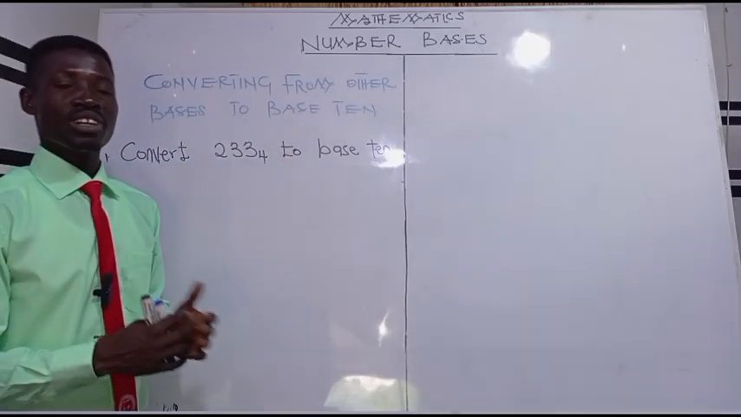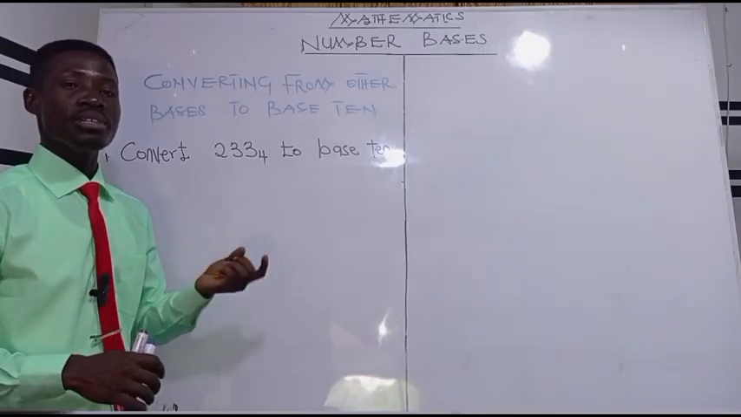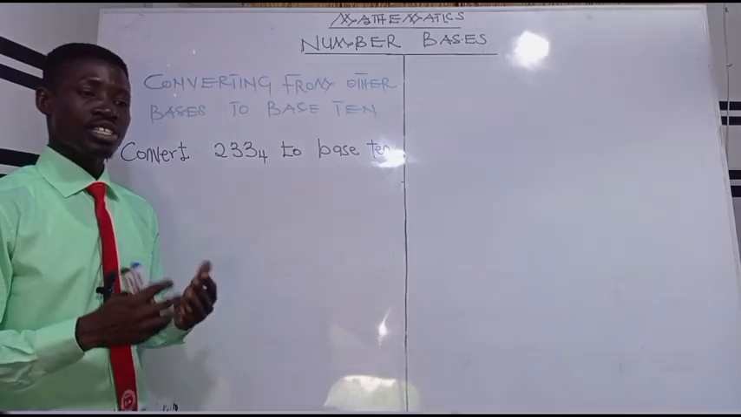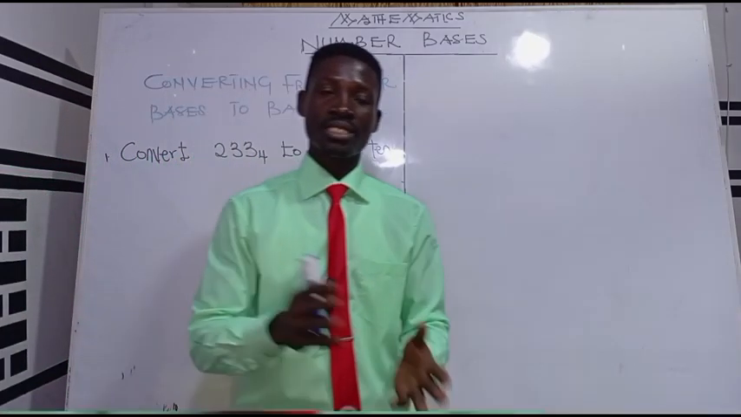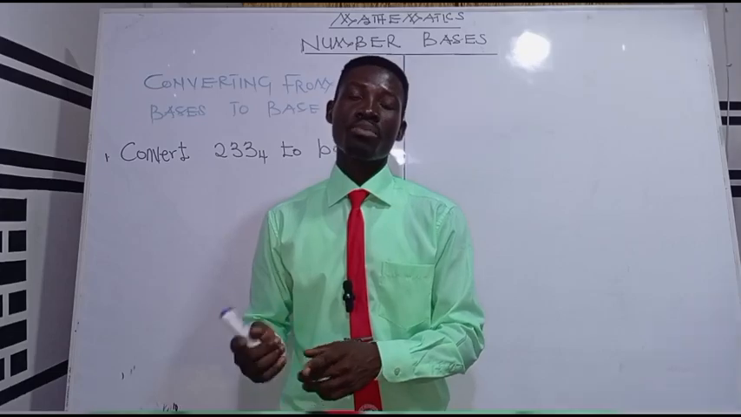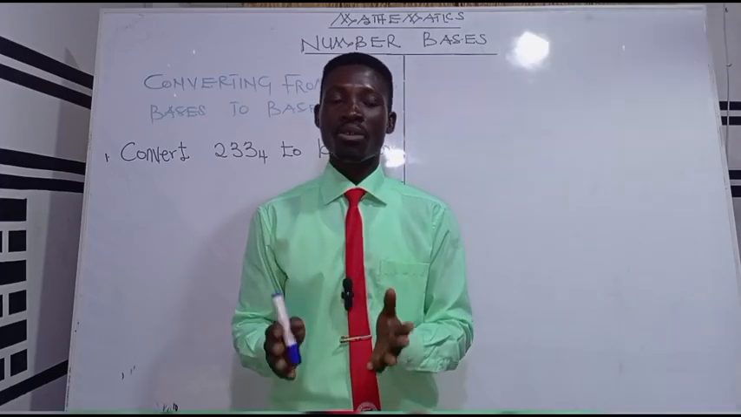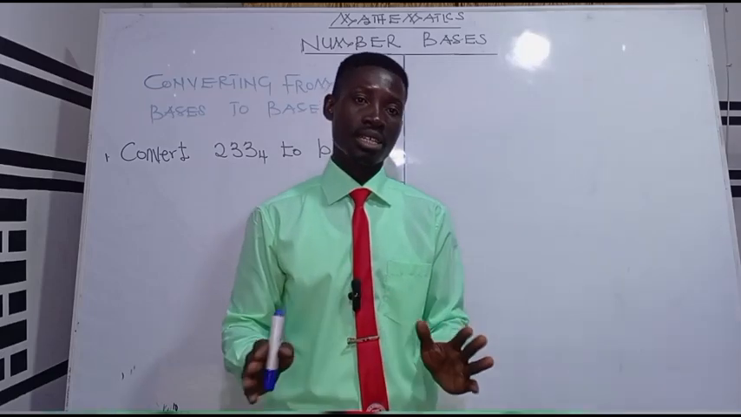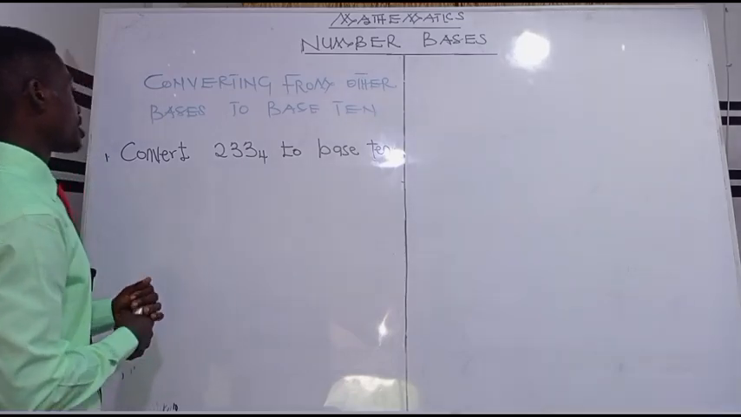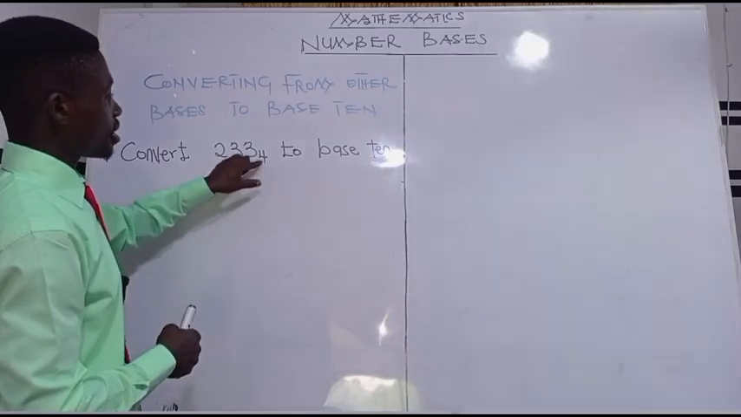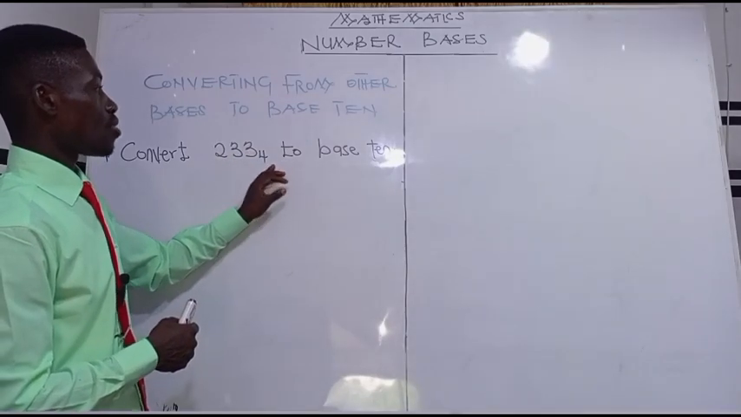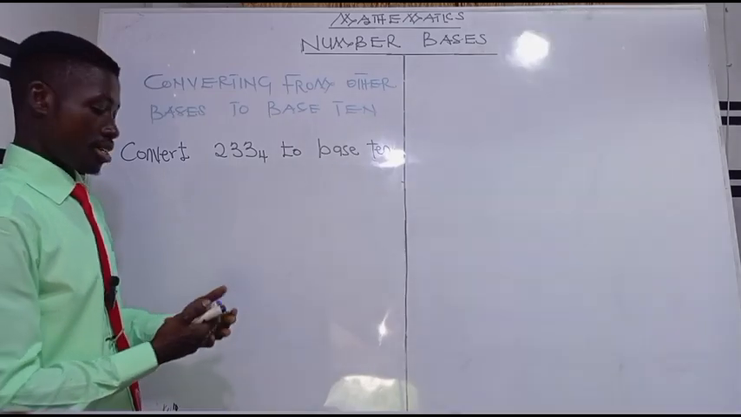So we are going to learn how to convert from other bases such as base 4, base 5, base 6, other bases to a decimal numeral or base 10. Now in doing the conversion from other bases to base 10, it follows the same procedure like the one we did previously, converting from base 2 to base 10. Is that clear? Good. So let's take the example and then try our hands on it. We have to convert 233 subscript 4, which means that this number is in base 4. We have to convert it to a base 10 numeral.